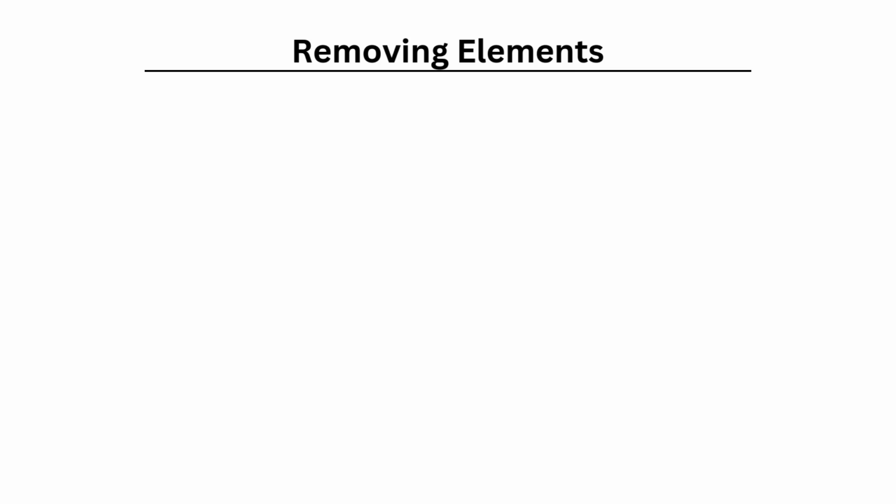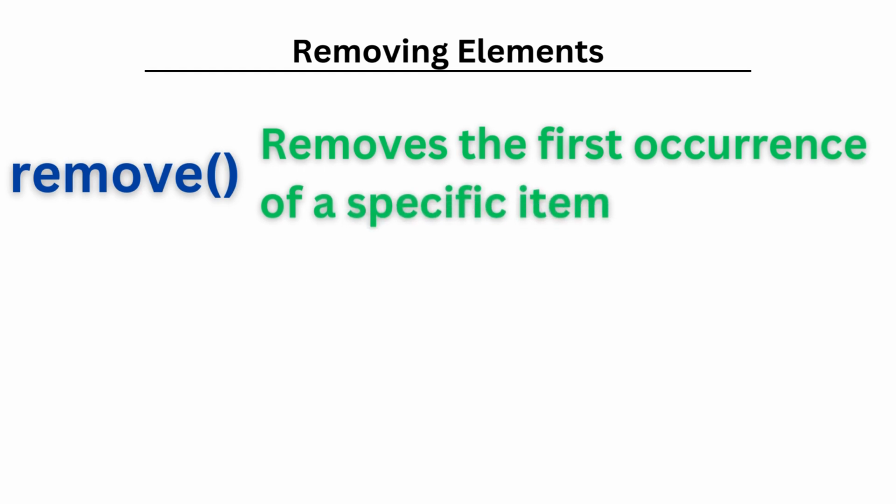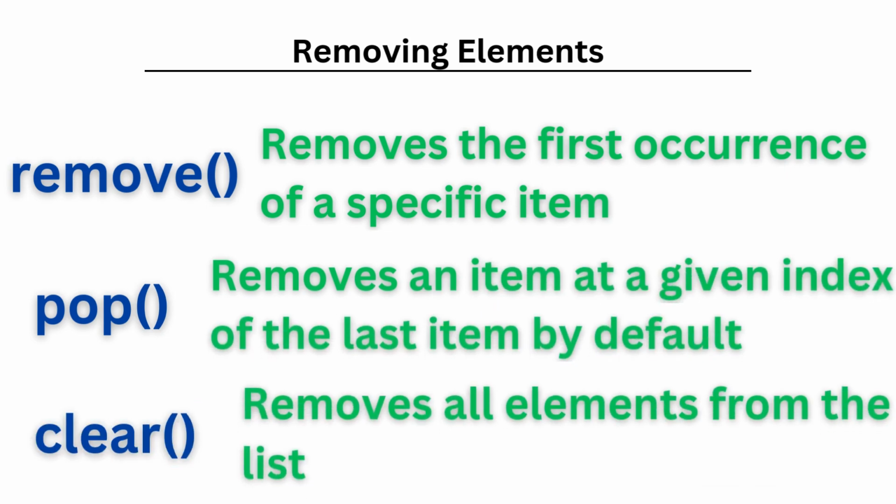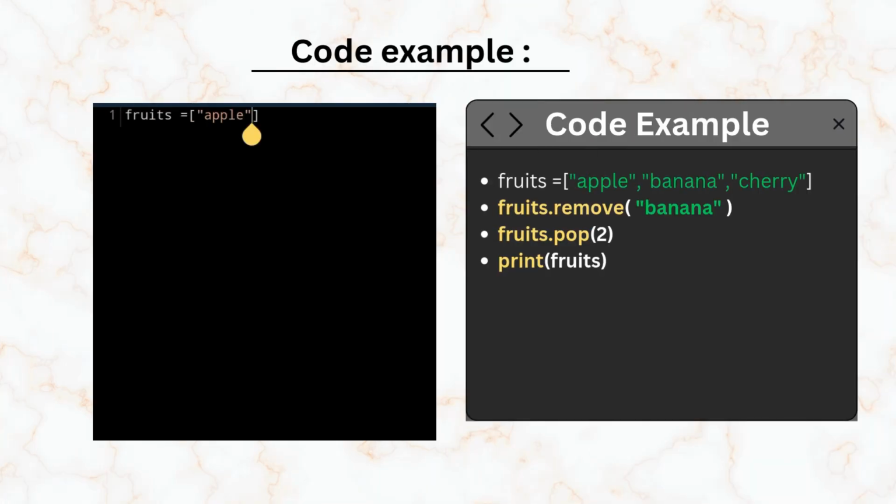Now, let's move on to removing elements. Python lists offer several methods. Remove. It removes the first occurrence of a specified item. Pop. It removes an item at a given index or the last item by default. Clear. It removes all elements from the list. Let's see the tutorial.